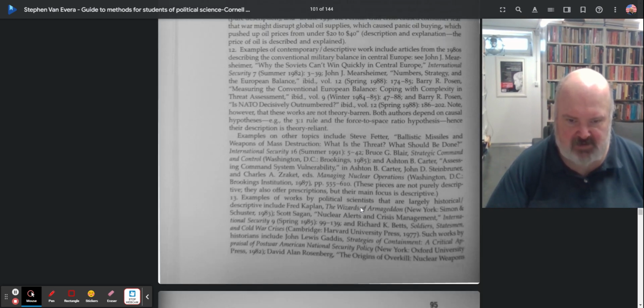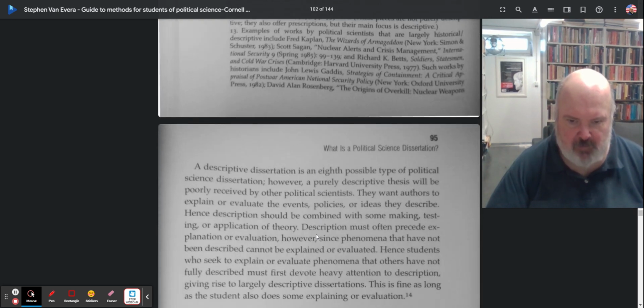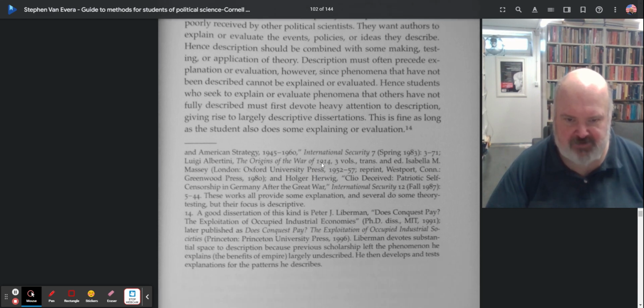Examples of this, works by political scientists that are largely historical descriptive, include Fred Kaplan's The Wizards of Armageddon, about nuclear war and nuclear technology, American strategy of this. And he says these works all provide some explanations and several do some theory testing, but their focus is mostly descriptive, right?